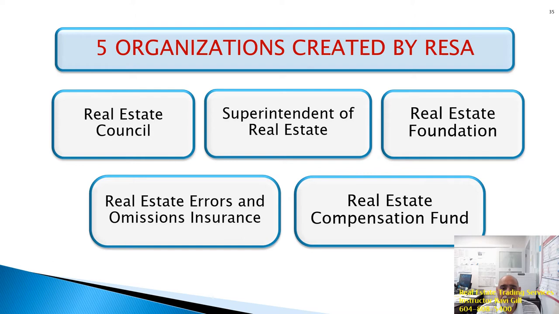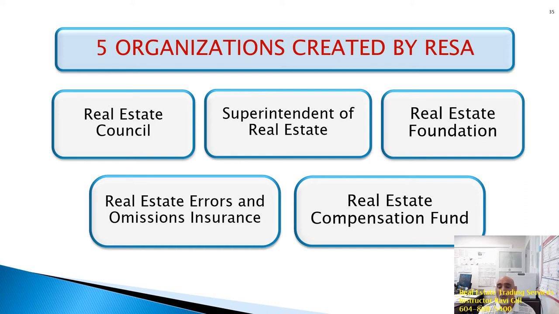The 4th one, Real Estate Errors and Omissions Insurance. This is insurance for the realtors if they are negligent or if they make a mistake in writing contracts. And the 5th one is the Real Estate Compensation Fund. It's to do with if any money gets missing or lost from the trust funds. So 5 organizations created from the Real Estate Services Act.